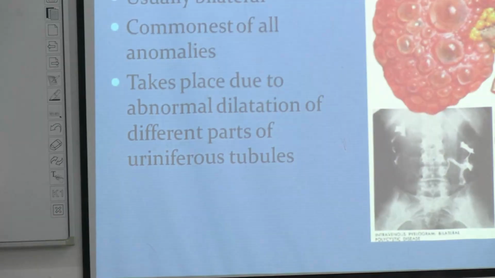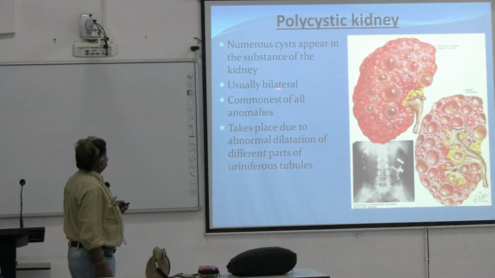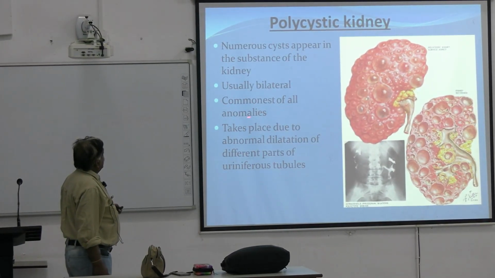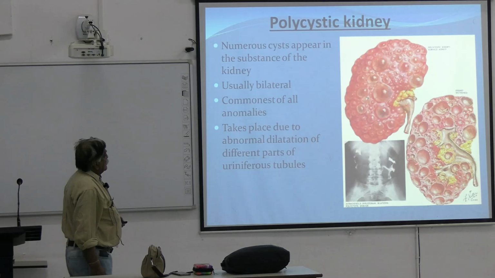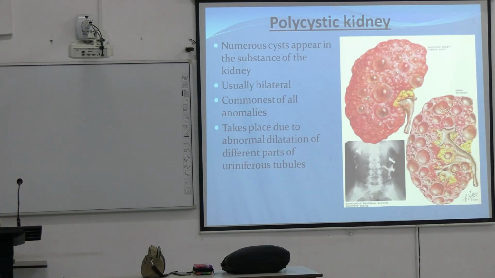Next. Now polycystic kidney. Numerous cysts appear in the substance of the kidney, usually bilateral. Commonest of all anomalies. It takes place due to abnormal dilatation of the different parts of the uriniferous tubules. But normal tissues are there also. So in an IVU, you can get a picture like this. When you are getting a picture like this, it is diagnosed as polycystic kidney, but ultrasonography also gives you a picture.